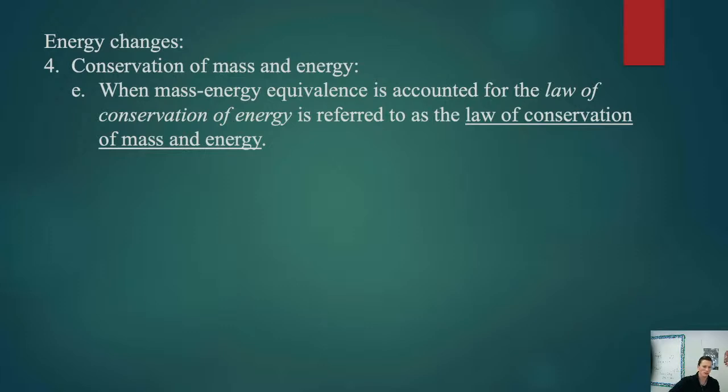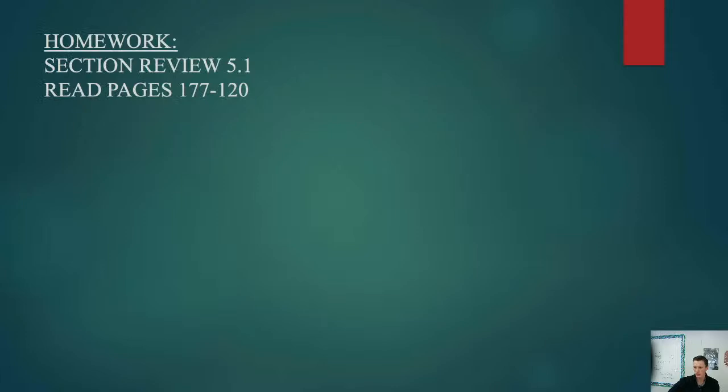There is homework for Mr. Brown's class. There's a typo in the homework, but there is homework. Here's the homework. You have section review 5.1, all of it. And you need to read pages 117 to 120. So section review 5.1 and read pages 117 to 120.